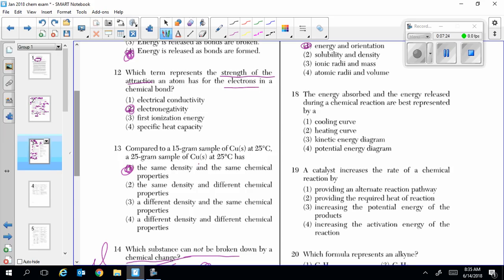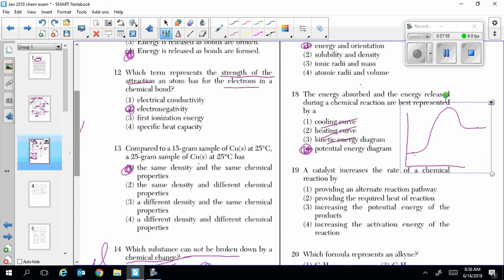So a cooling curve is just adding heat with the plateaus, and a heating curve is just, oh, sorry, that was taking away the heat. This is adding the heat. A kinetic energy diagram, that's just showing me temperature. That's the same thing as heating and cooling. So basically 1, 2, and 3 all gave me the same answer. A potential energy diagram is like this. That's going to show me how much energy did I have at the start and how much energy do I have at the end. So that is definitely going to give me absorbed and released.